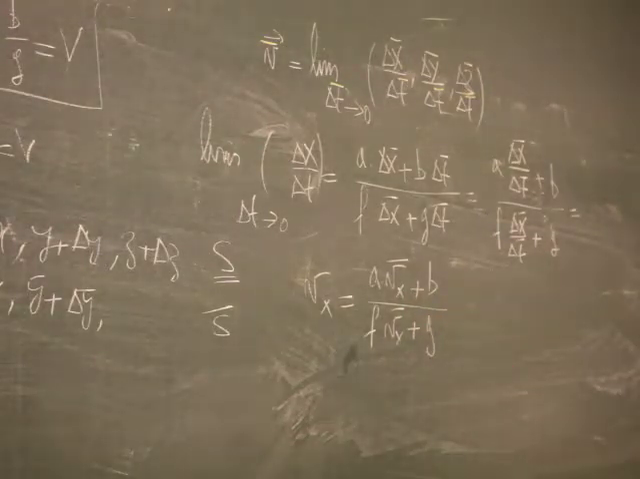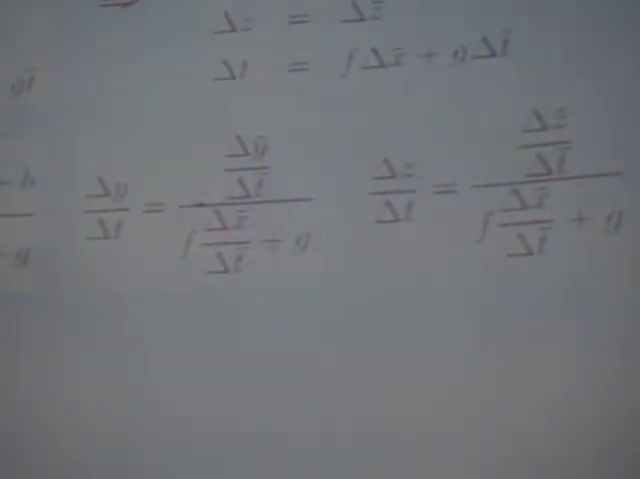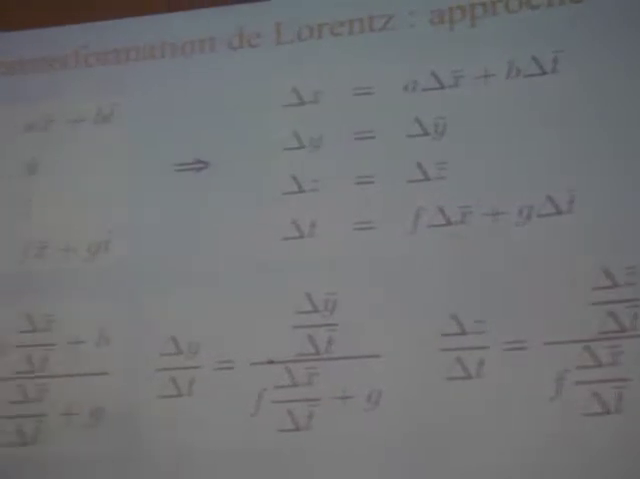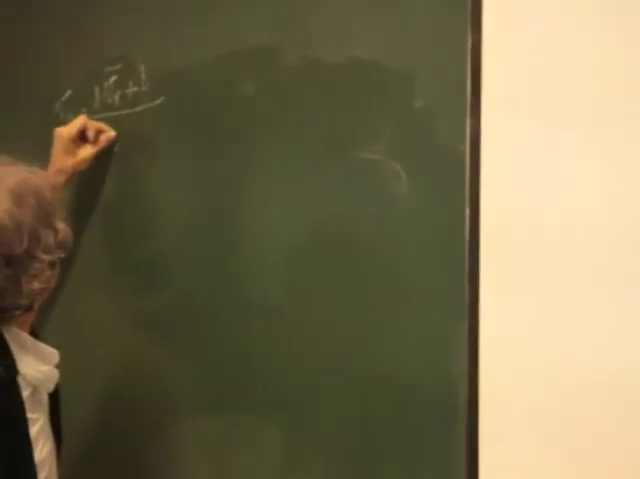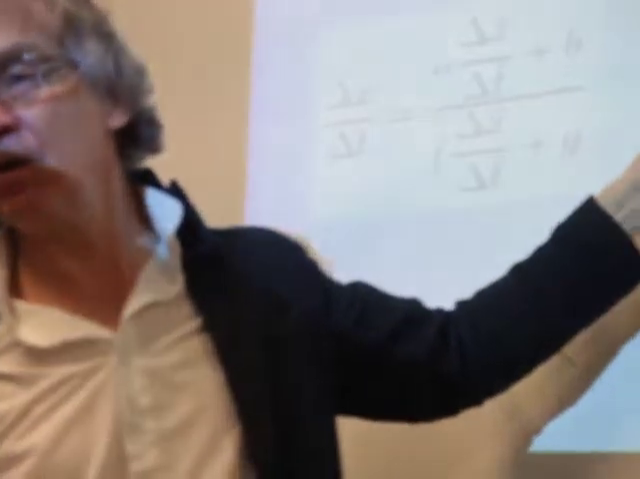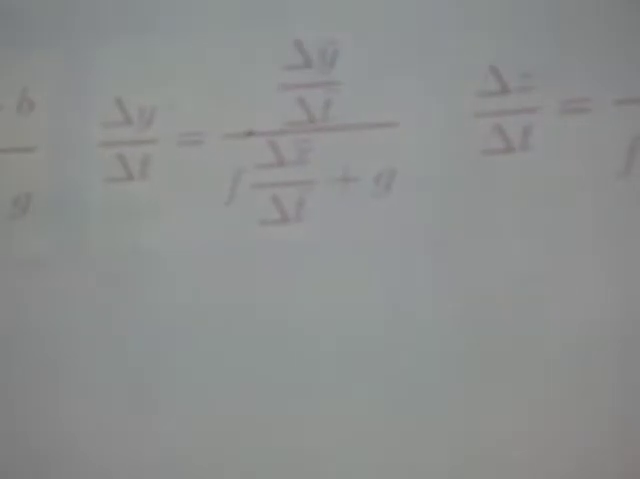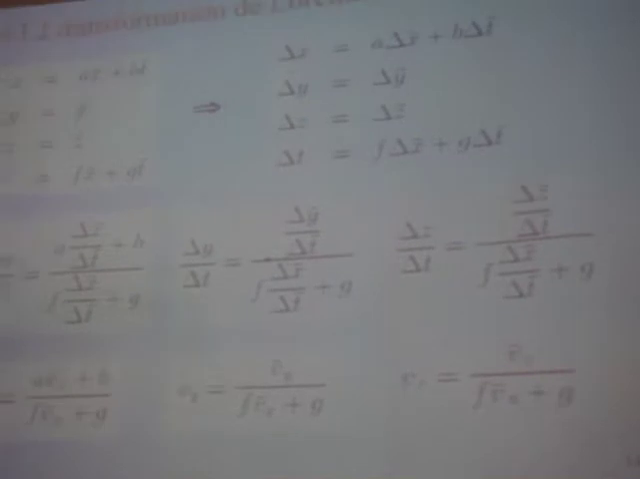Okay? And this is an important relation that we will use when discussing an experiment a bit later. So I just indicate it here. So we find that Vx equal A Vx bar plus B divided by F Vx bar plus G. Now, this is even easier to calculate, and you find the following results for Vy and Vy bar, Vz and Vz bar. So these are the relations.